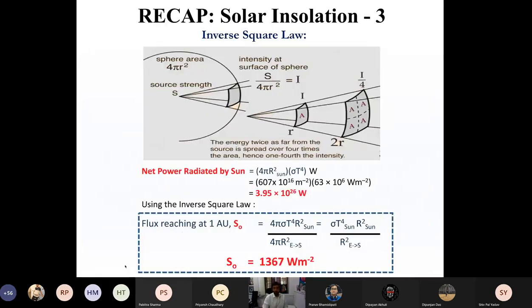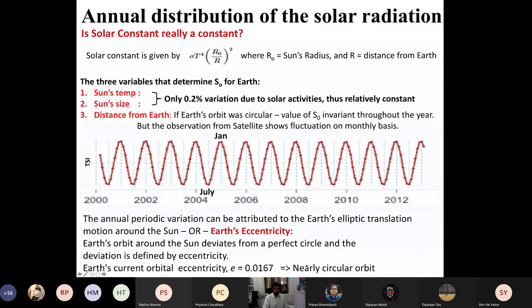Now, what is the consequence of that? Let's do a quick recap. We know from the inverse square law that the amount of energy that we receive is around 1367 watts per meter square. Now, if the Earth's orbit was a perfectly circular system, we wouldn't have a change in the solar radiation between January and July.